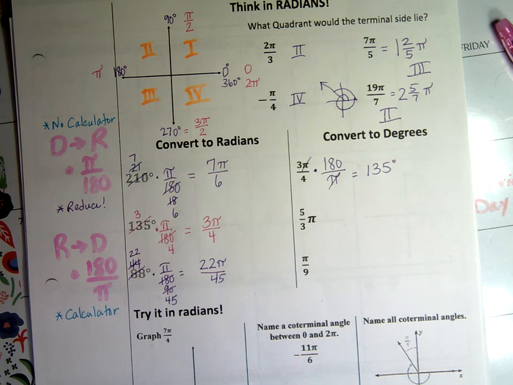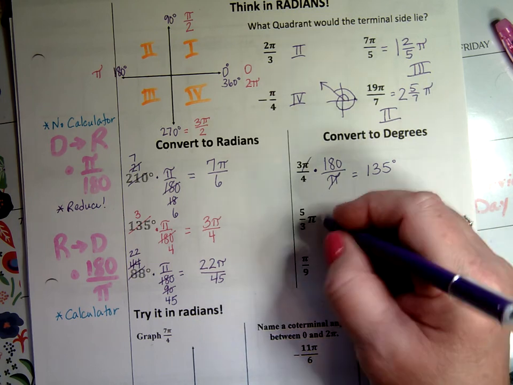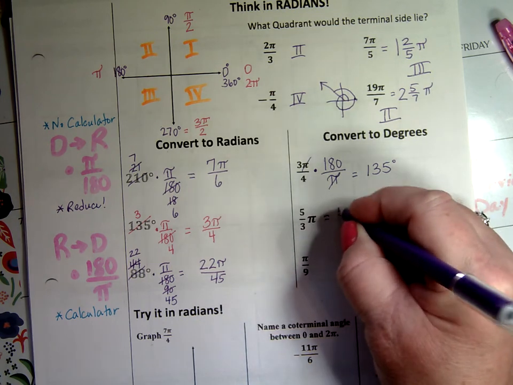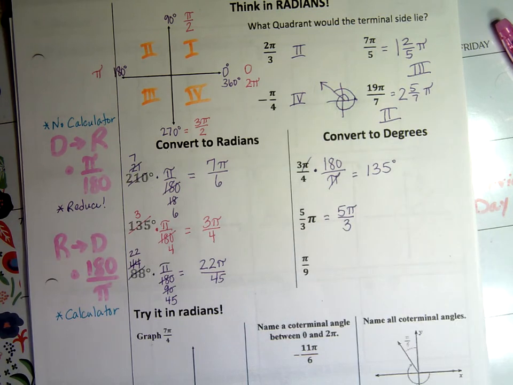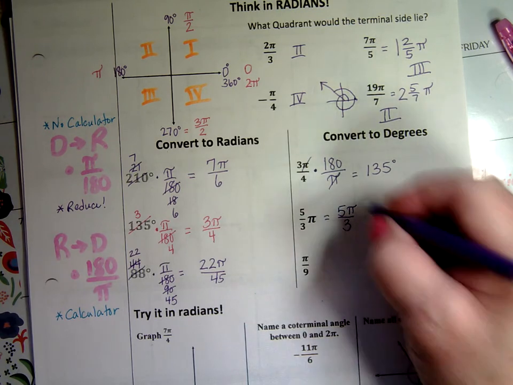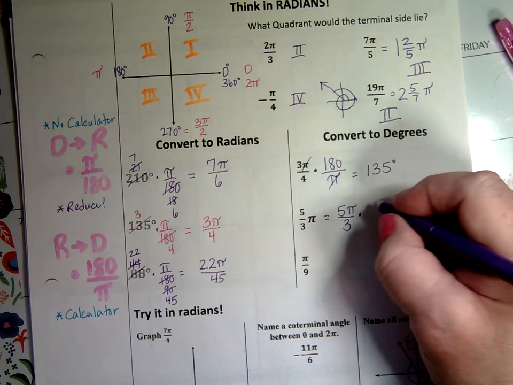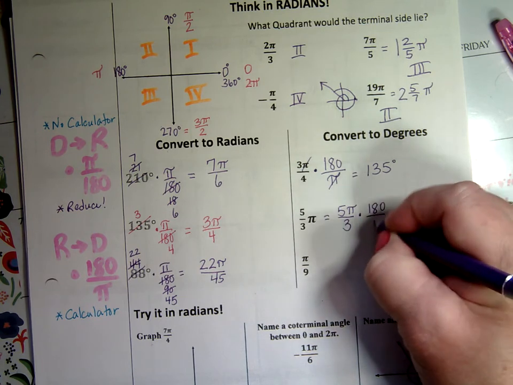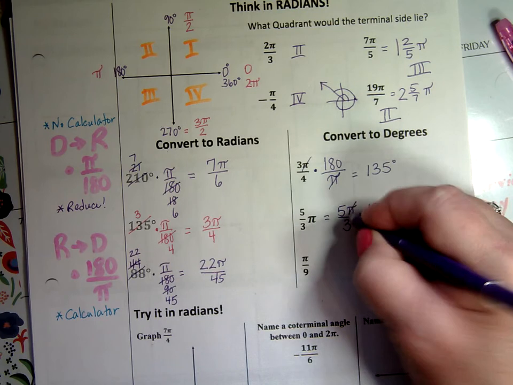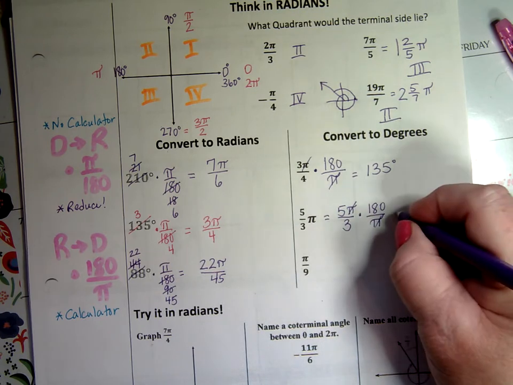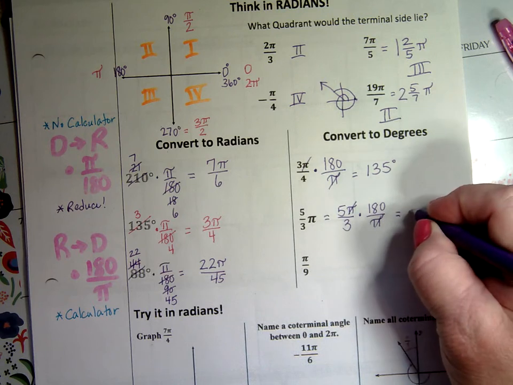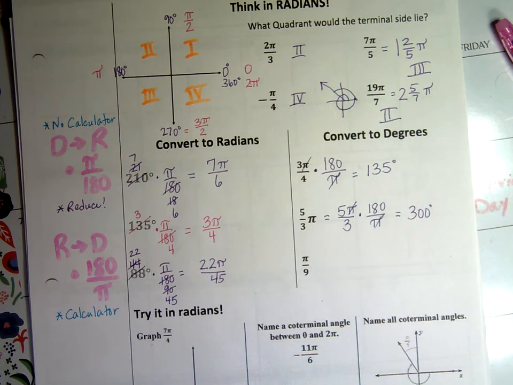Sometimes they might write the pi in a funny place, and that's what the next one is. But it's the same thing as 5 pi over 3. So work your magic. Times 180 over pi, so my pi's can cancel. Cancel the pi's. Take 5 times 180 and divide it by 3, and you end up with 300 degrees. And again, you can just use your little calculators to calculate those values.